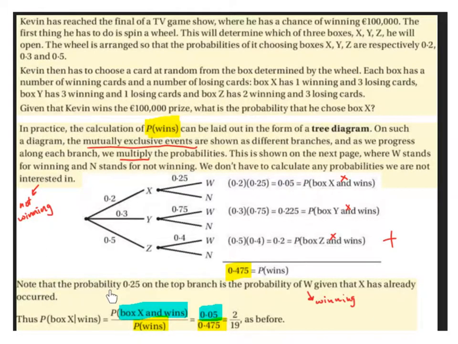Note that the probability 0.25 on the top branch is the probability of winning given that X has already occurred. Thus, the probability of choosing box X, given that he wins, is the probability of box X and win divided by the probability of winning, which is 0.05 over 0.475, which is 2 over 19 as before. So the 0.05 came from here.